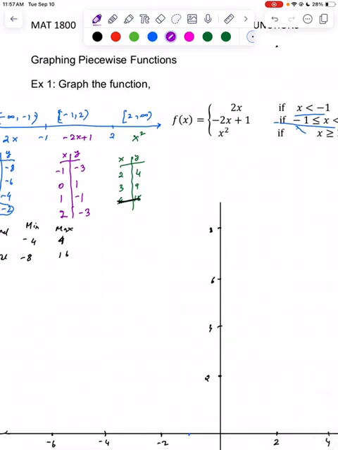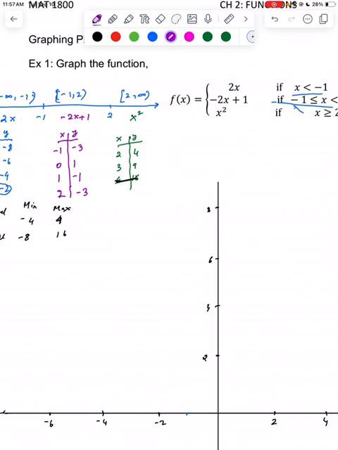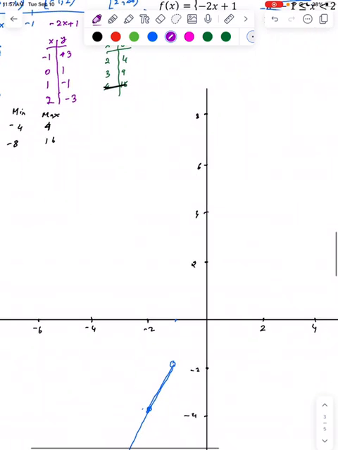Okay, now we go to the second piece, which is negative 2x plus 1. So we will start with negative 1. The value is 3. This was 3, not negative 3. Okay, so at negative 1, the value is 3, and it is a solid point. At 0, the value is 1. At 1, the value is negative 1, and at 2, the value is negative 3. And this is a hole.